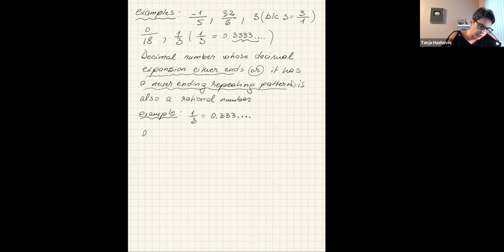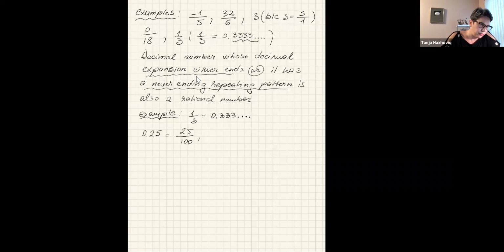Or 0.25, for example, it's the same as writing 25 over 100. 25 over 100 is a fraction, the ratio of two integers, whereas 0.25 is a decimal number, but the decimal expansion ends at 5. It doesn't have a never-ending repeating pattern. So it fulfills one of these conditions.